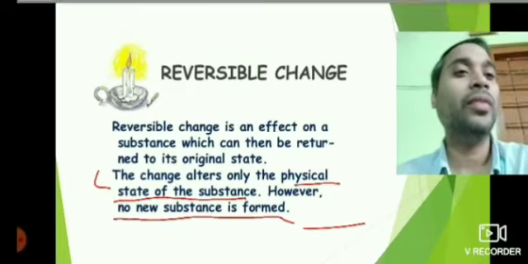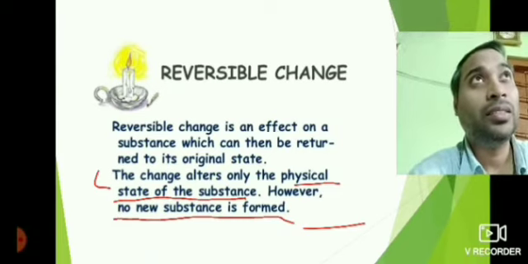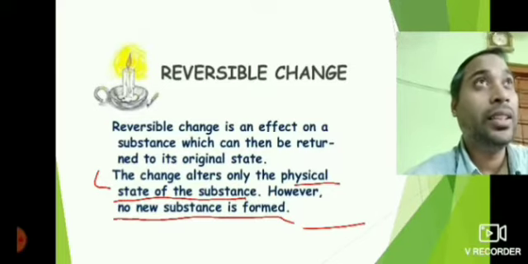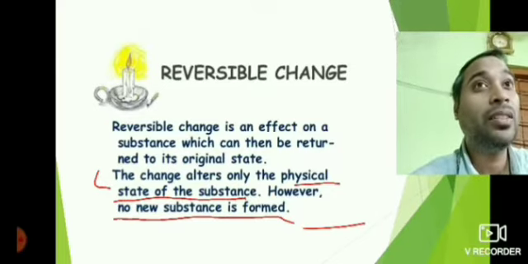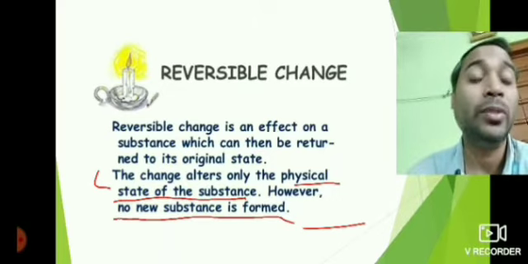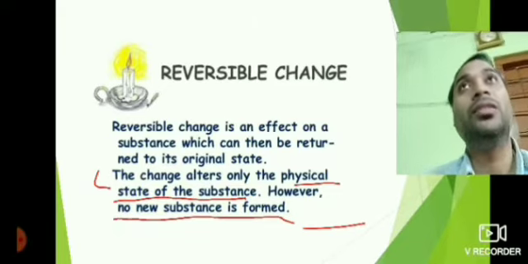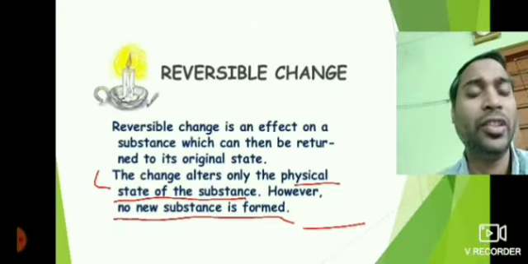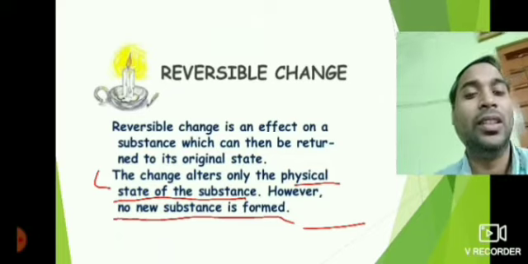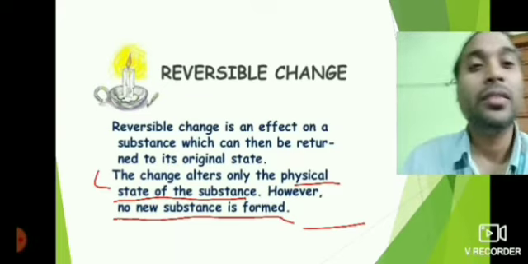But remember, not always a physical change is reversible. For example, if you cut paper into different pieces, it is a physical change, but will you be able to glue them and make them single paper once again? No, but that is a physical change. So there are simple things which you have to understand, so that in case of some application based question, you can apply your brain and then you can find out the correct answer.